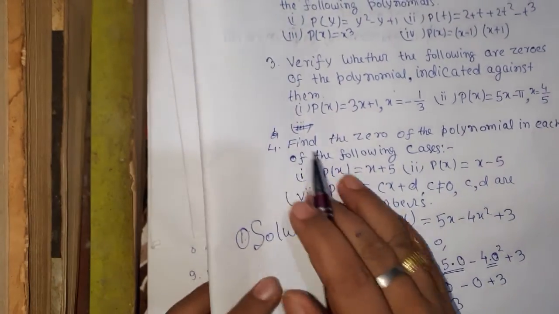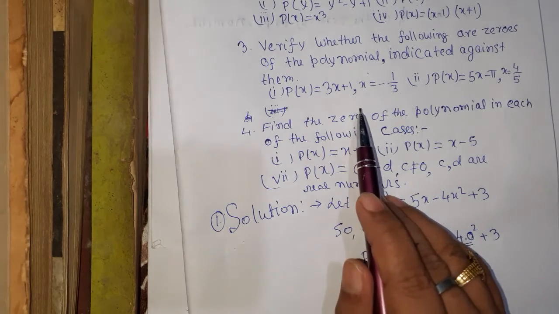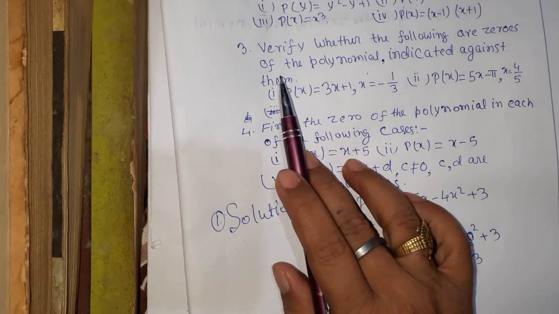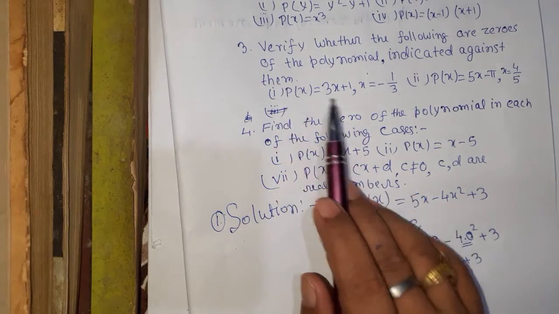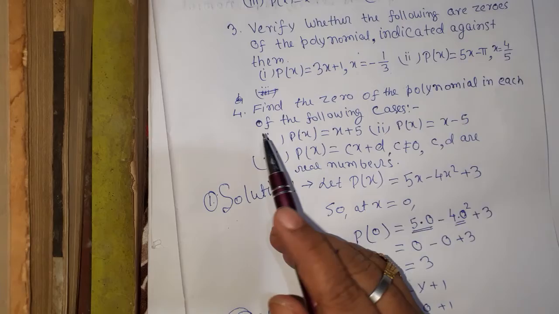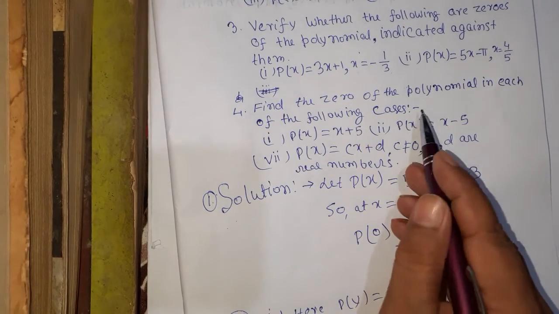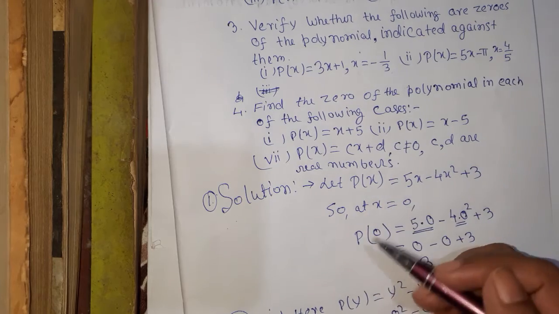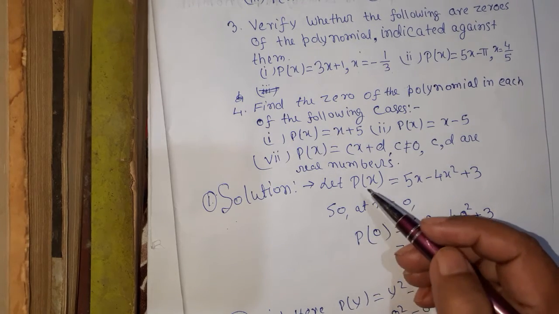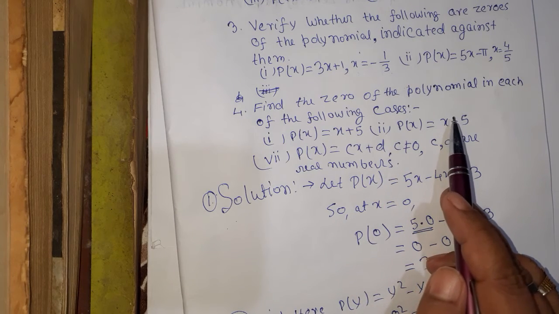Now we can solve the rest of the problems of question number 3 in the same way. Now question number 4. Find the zero of the polynomial in each of the following cases. You have to evaluate the zero of the polynomial.